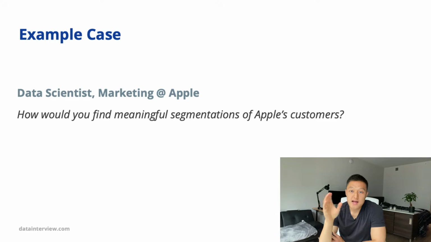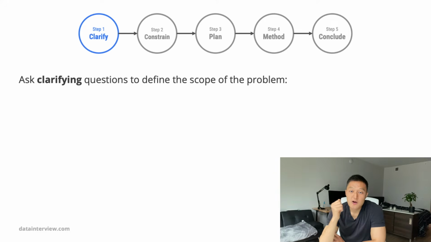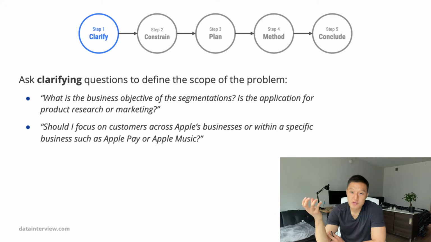So I'm going to bring back an example question that was asked. How would you find meaningful segmentations of Apple's customers? The very first thing that you want to do is clarify the question that is being asked of you. So you may want to ask something along the lines of, what is the business objective of the segmentation? Is it application for product research or marketing? Another question you could potentially ask is, should I focus on customers across Apple's businesses or within a specific business such as Apple Pay or Apple Music?